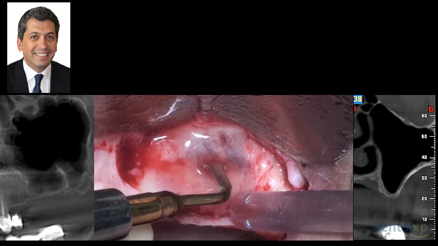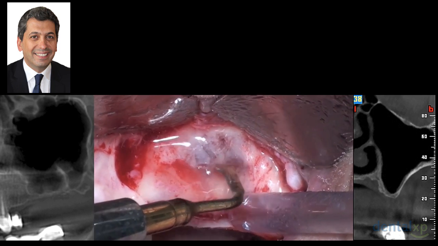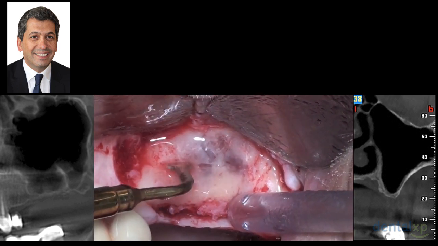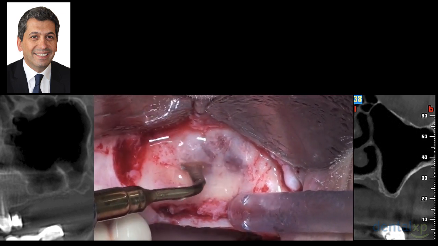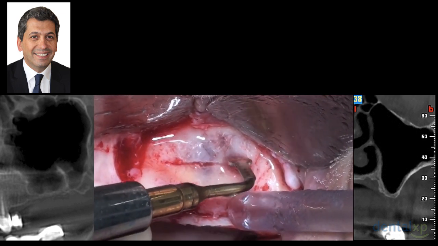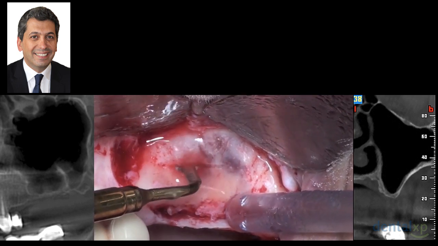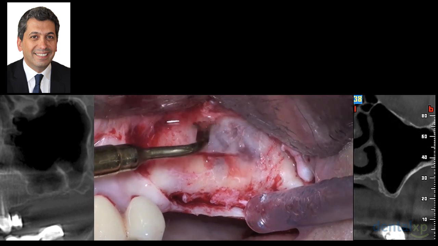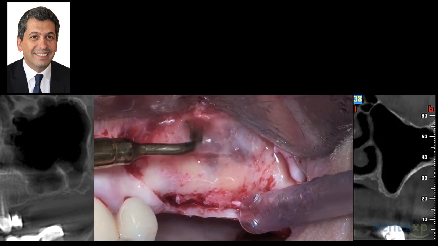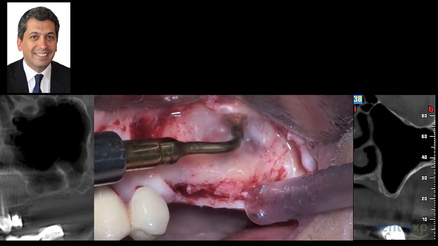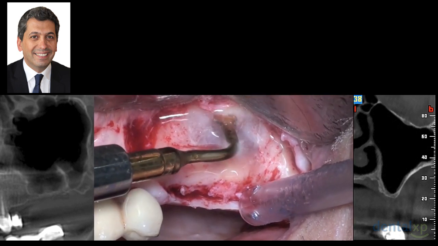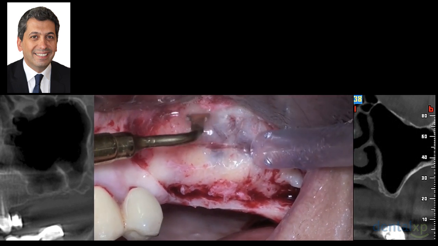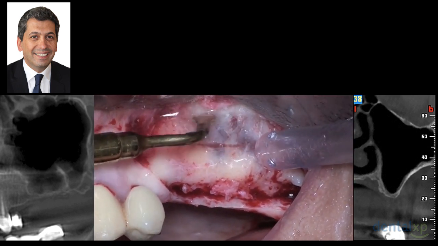Now in this case, I did not use a diamond insert. I prefer to use the micro saw insert immediately. I find that this insert is quicker because it cuts in a quicker manner. But as I told you before, it can be a little bit aggressive on the Schneiderian membrane. If you're not really familiar with this technique, I prefer that you start using a diamond insert. All the manufacturers have diamond inserts that can be used over their piezosurgery device.